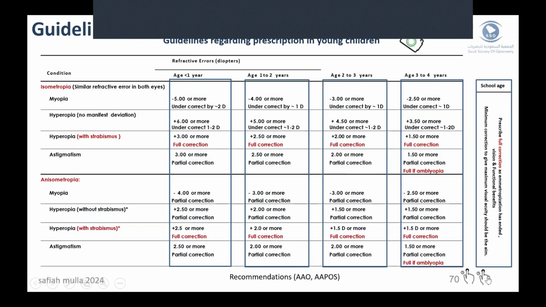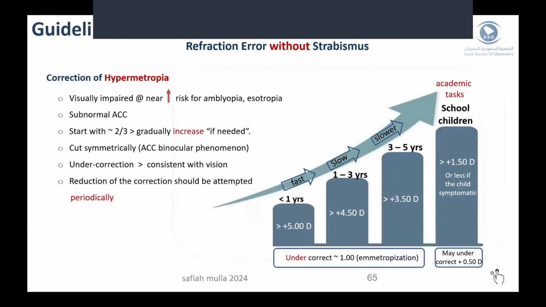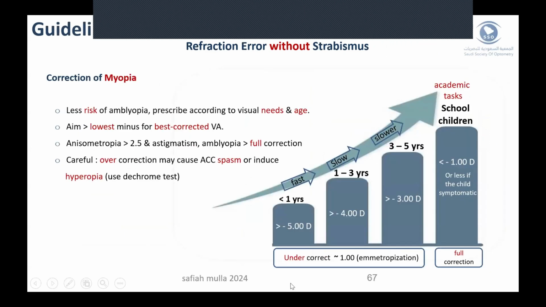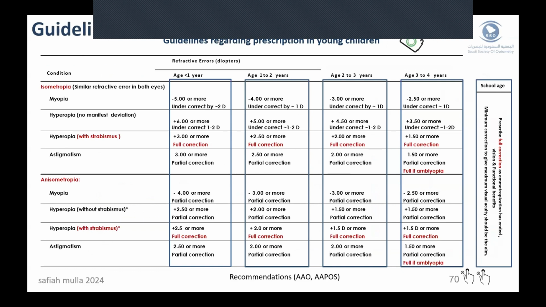Going back to our slide. Okay, so this is the hypermetropia, and we talked about the myopia and astigmatism. So that's a complete schedule. You can take screenshots if you want. That's recommended by the American Association for Pediatric Ophthalmology and Strabismus and the American Academy of Optometry. That's our recommendations.